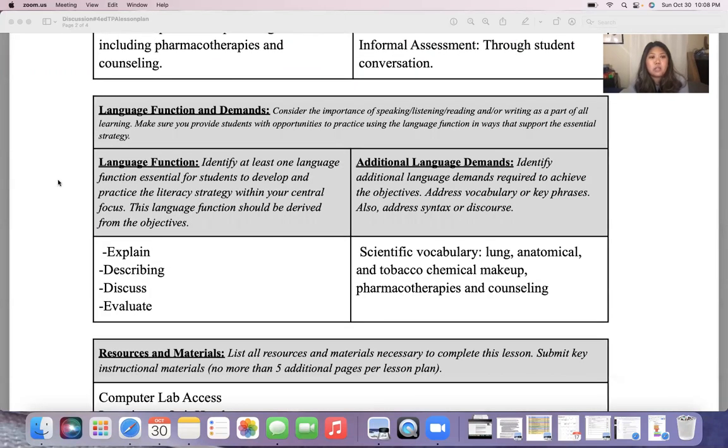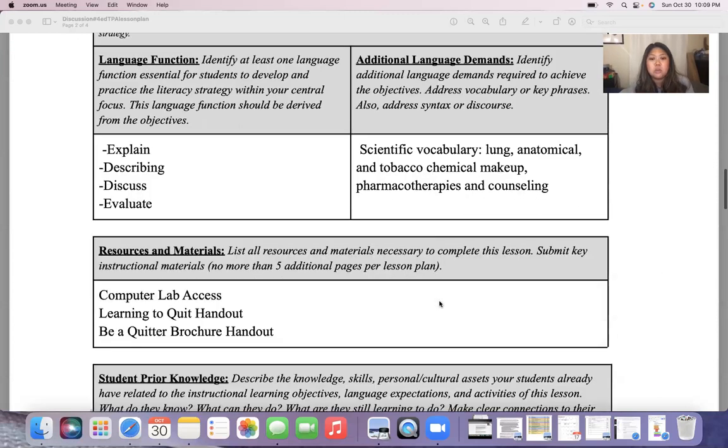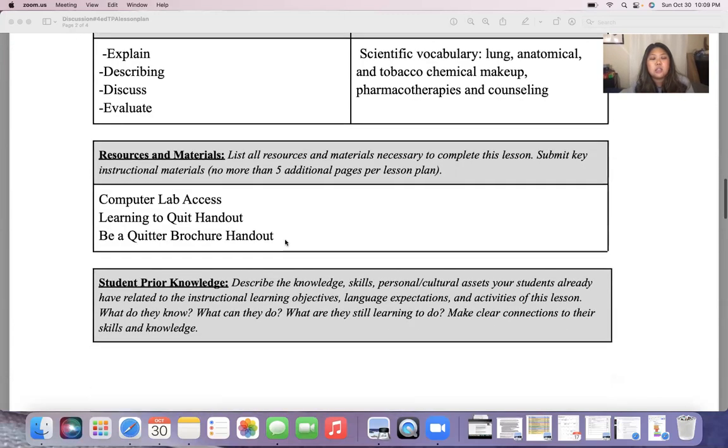And then we have our language, function, and demands. Like we explained above, it's simplified here that the students will be able to explain, describe, discuss, and evaluate. On the right side of that, we have some key terms, additional things that they would need to learn. And then our resources and materials: access to a computer, and these two handouts that are provided.